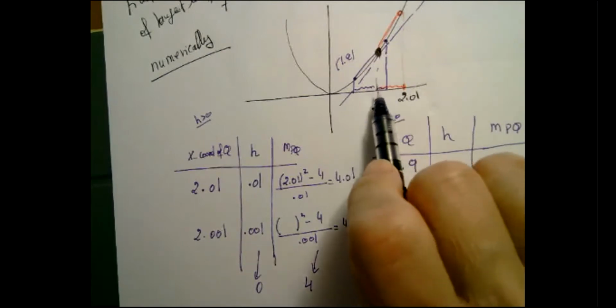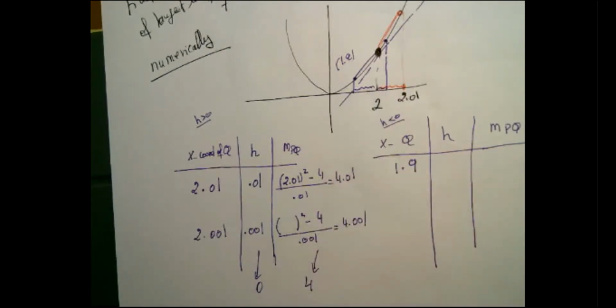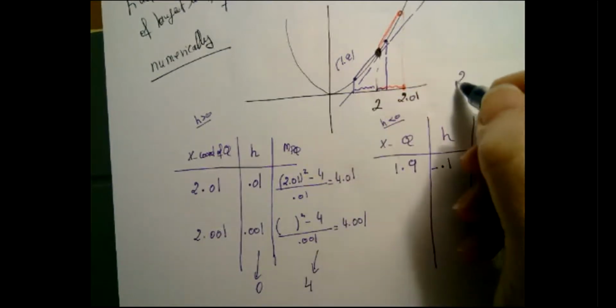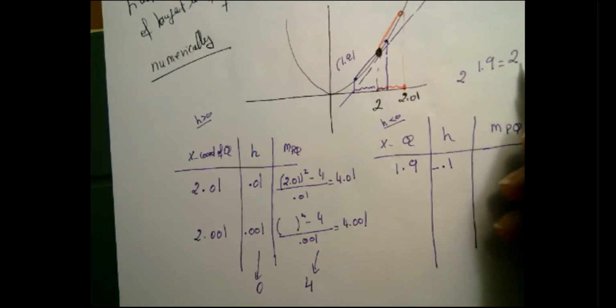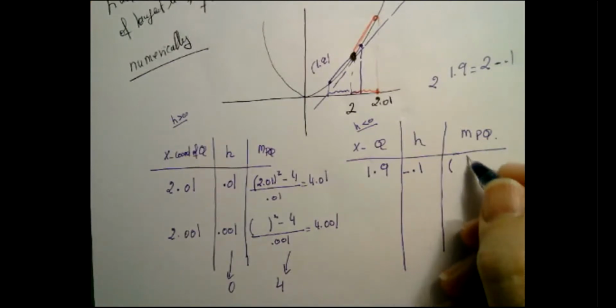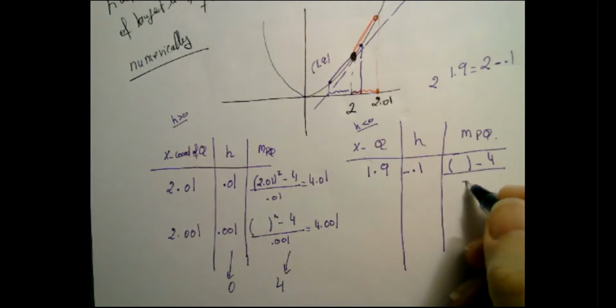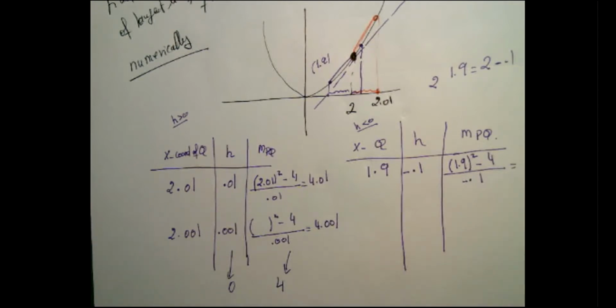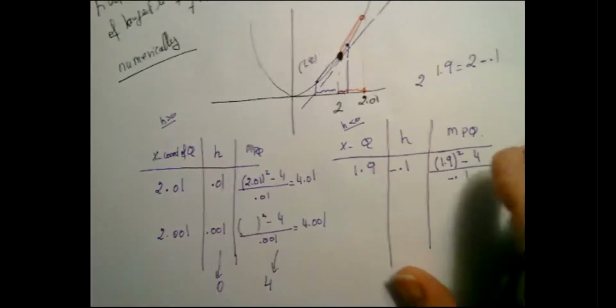So the h is how much I am moving away from 2. So the h now is minus 0.1. Because this point here is 2, so 1.9 is nothing more than 2, but you take away a little bit. Okay, so now the slope is 1.9 squared minus 4, divided by minus 0.1. And at this stage, I do the math, and if I do my math correctly, I should get 4 minus 0.1. I think I will get 3.9. And in a minute, you will see where those numbers really are coming from.